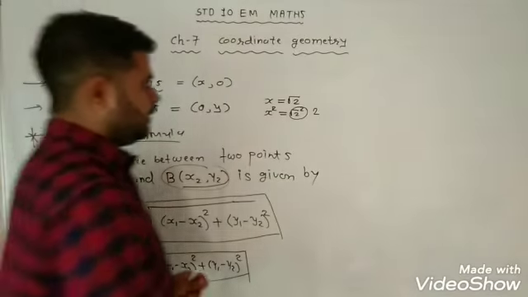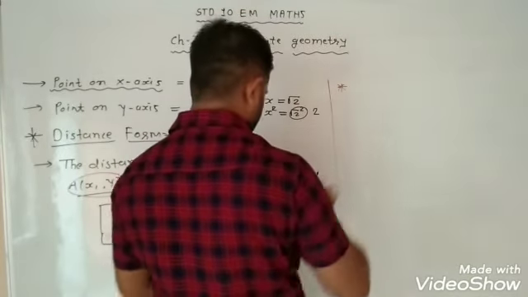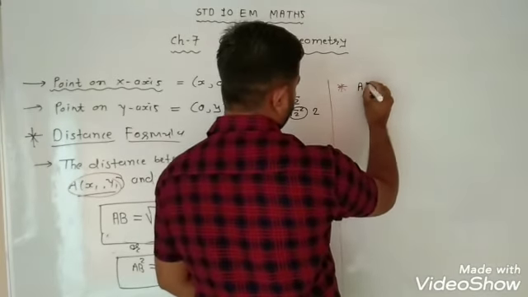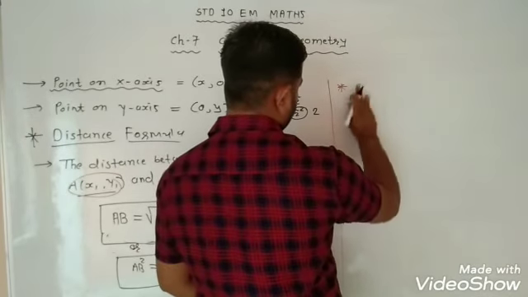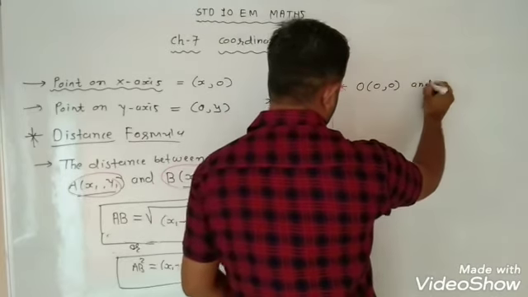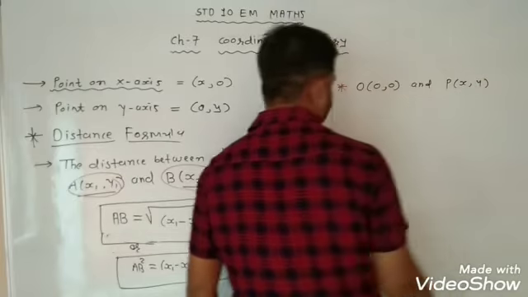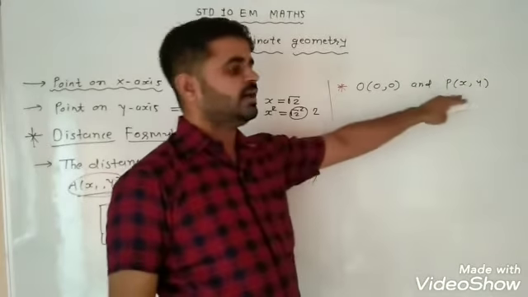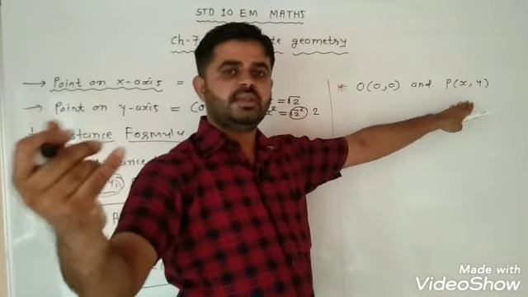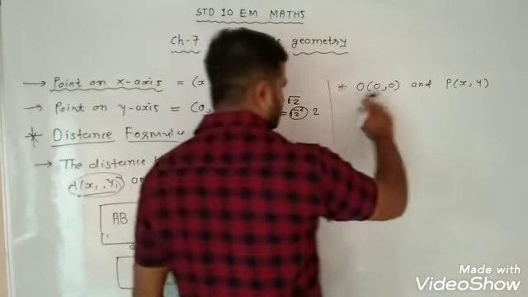Clear? Now note down one thing. If we have 2 points, the first point is origin. The first point is origin O 0 0 and the second point is P x y. If these points are available, it is the origin and it is the point lying on any quadrant of the Cartesian plane. So what is the distance between these 2 points?